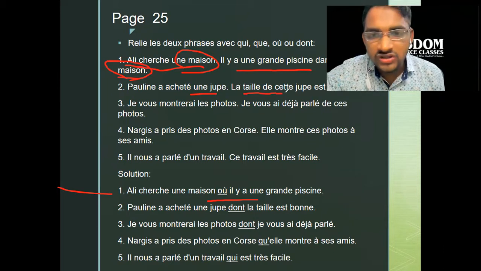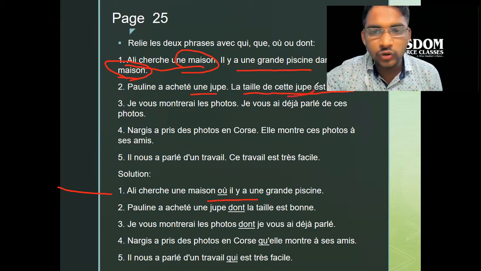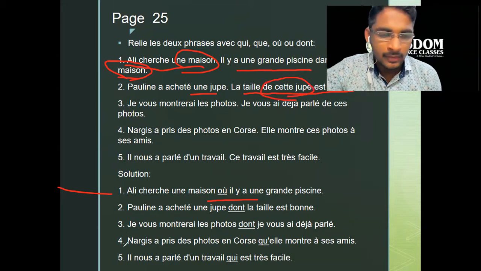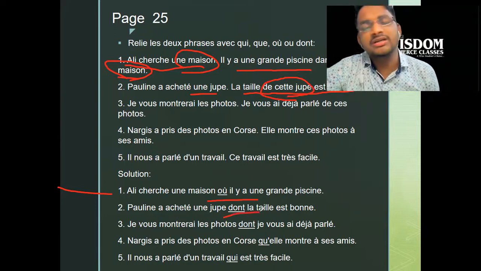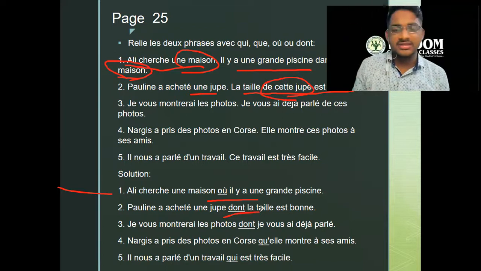The size of this dress is good. तो देखो यहाँ पे झूप वापस 2 बार आया है. तो Pauline bought a dress of which the size is good. Of which the size is good.